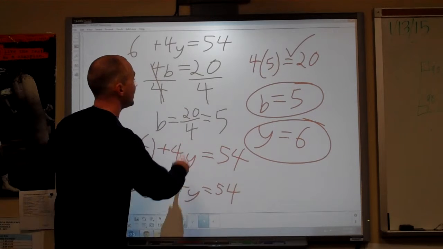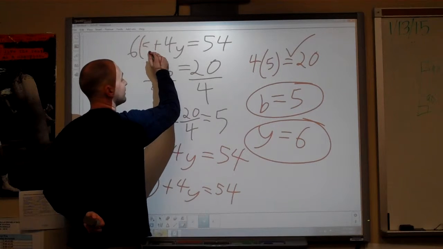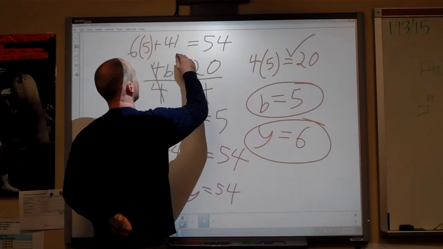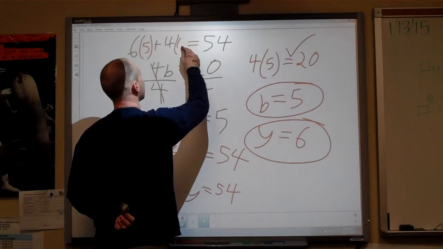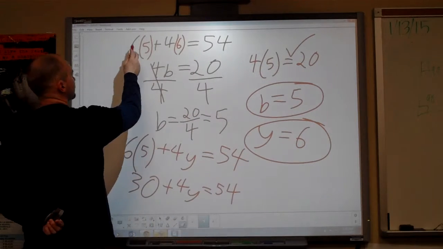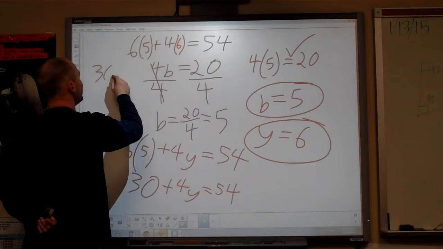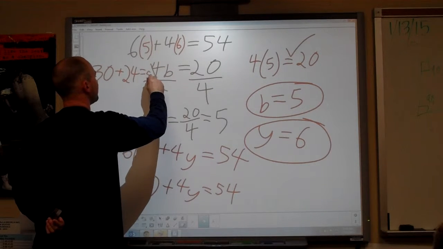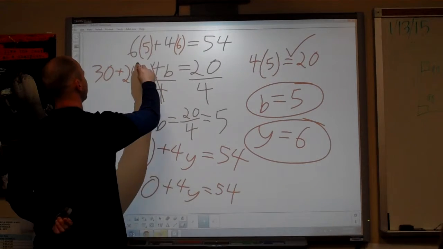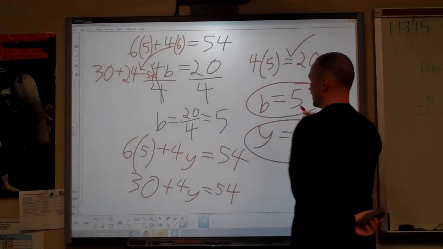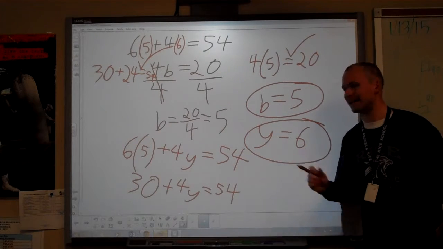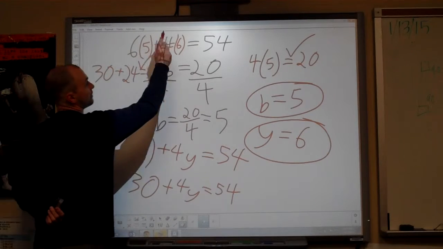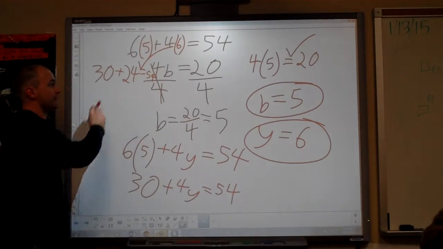So instead of b, I'm going to put my value for b, which is 5. Instead of my y, I'm going to put my value for y, which is 6. And I'm going to make sure this works. So 6 times 5 is 30, plus 4 times 6 is 24. Does that equal 54? 30 plus 24? Yes, it does. So these are correct. b equals 5, y equals 6. And it checks. 6 times 5 plus 4 times 6 does equal 54.